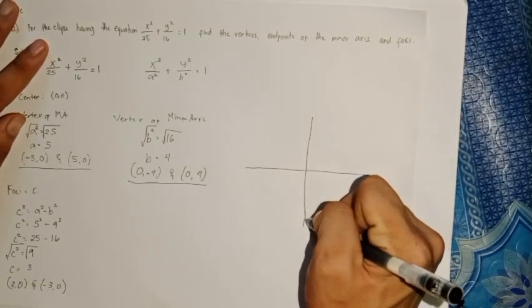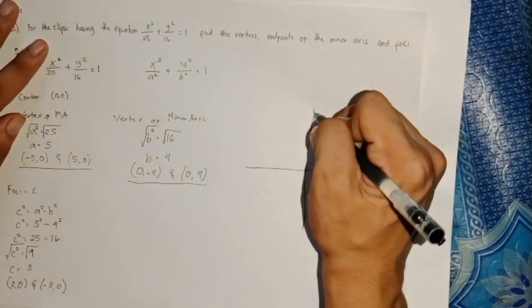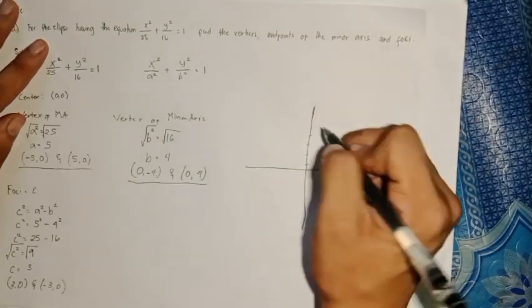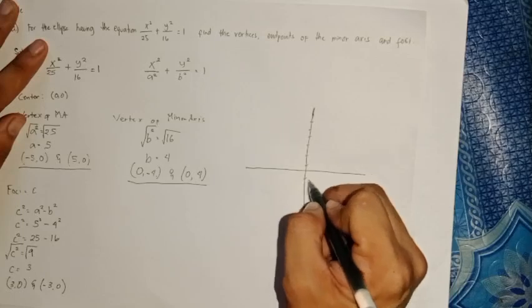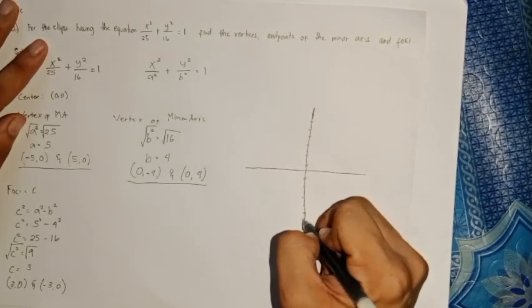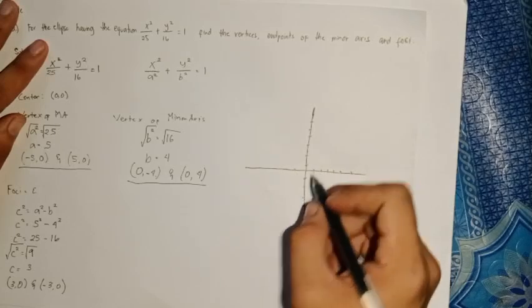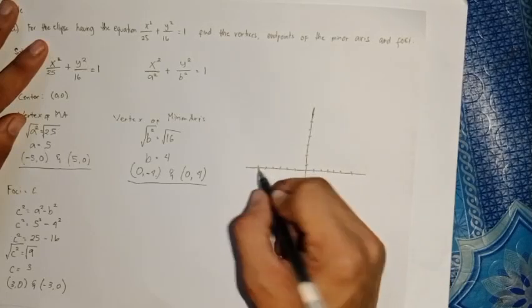Sorry, my drawing skills are not good. Next, 1, 2, 3, 4, 5, 6 on each axis.